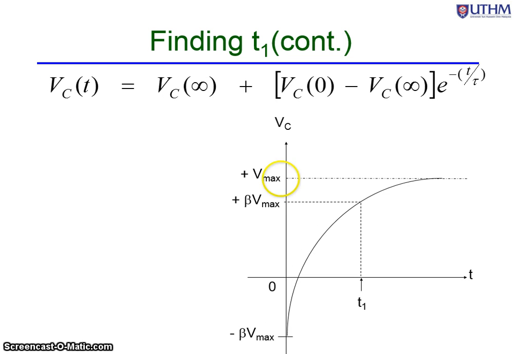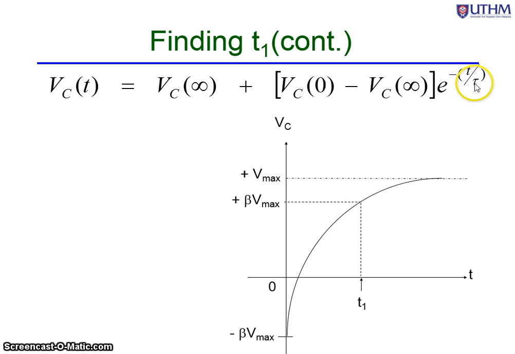Now we are using the equation for the capacitor being charged and discharged, the same equation. At T1, VC is plus beta Vmax. VC infinity is when the capacitor is being charged over 5 time constants, it will reach the maximum value, Vmax. VC0 is the initial value, which is minus beta Vmax. Minus VC infinity is minus Vmax, times e to the minus t over tau.